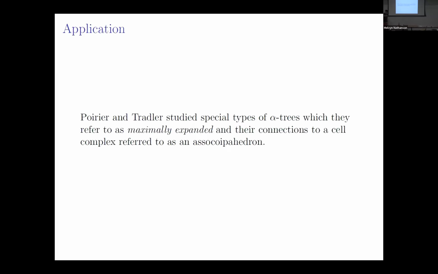And two of my colleagues at CityTech, Poirier and Tradler, were studying these alpha trees and how they're associated with these cell complexes known as an associahedron. And yes, I did have to practice that a few times, and I am not sure what it means, because the two of them, they're topologists. And so they have these alpha trees that they've associated with these shapes.